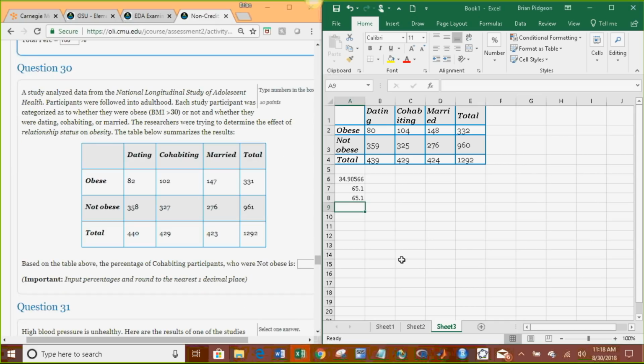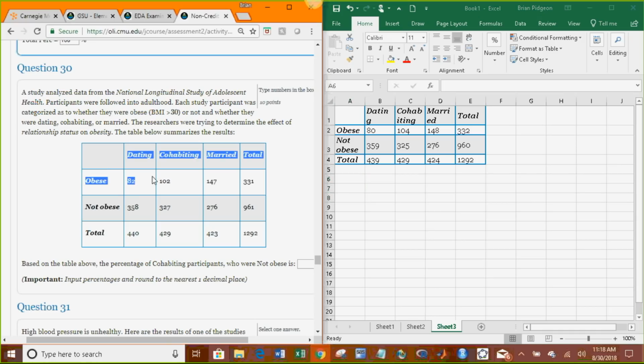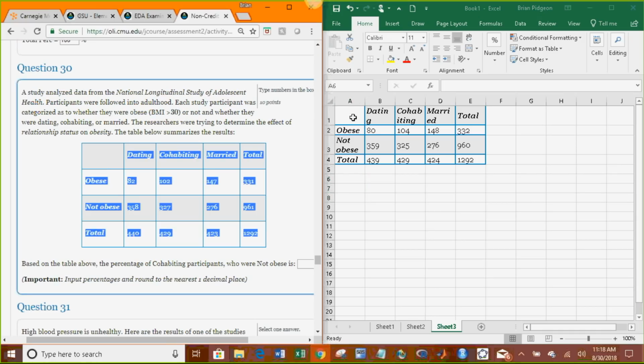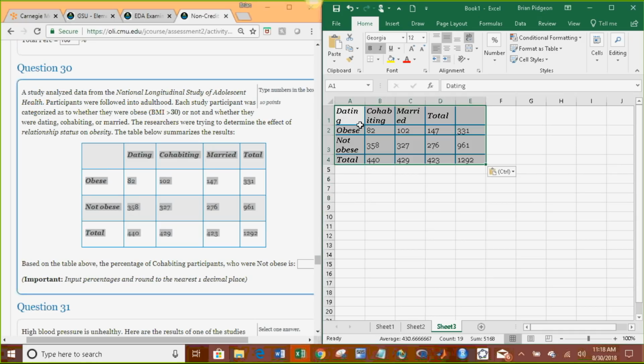Okay, same type of question, same data set, just a different question. Let's copy and paste this into Excel. Scoot this first row over again. So we want to know, based on the table above, the percentage of cohabitating participants who were not obese.